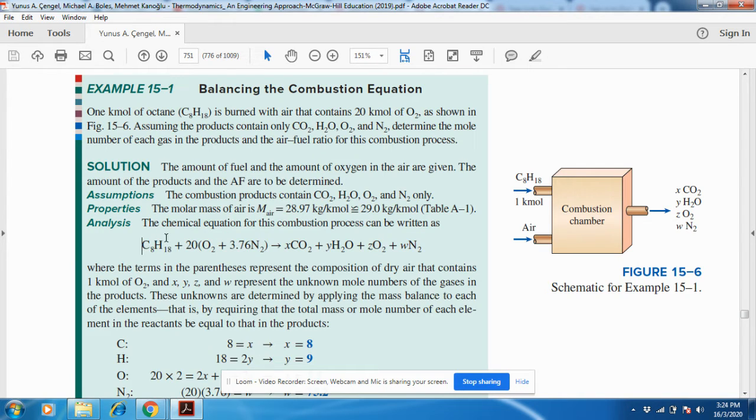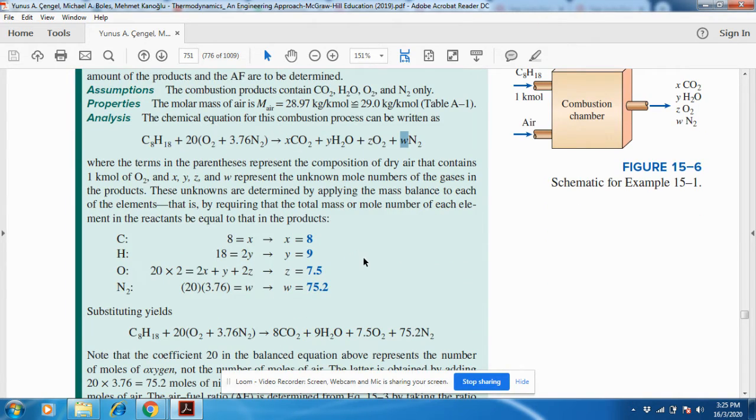We were using 1 kilomole of the fuel, so nothing has been written as a leading multiplier with octane. So we get the idea that we are using 1 kilomole of octane. In the products, there is CO2, water, oxygen, nitrogen. But we do not have the number of kilomoles of each, so we have given random names to these kilomoles. We have assumed there are X kilomoles for CO2, Y kilomoles for water, Z kilomoles for oxygen, W kilomoles for nitrogen. Now we are going to write the balance equation.